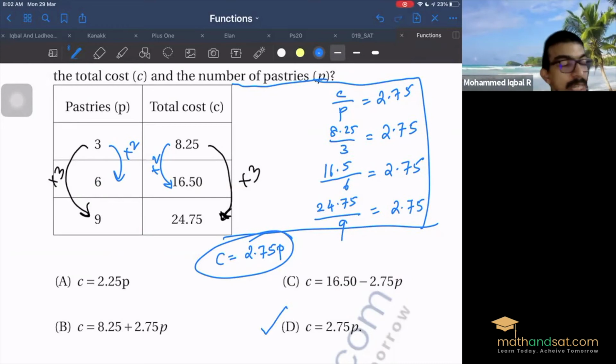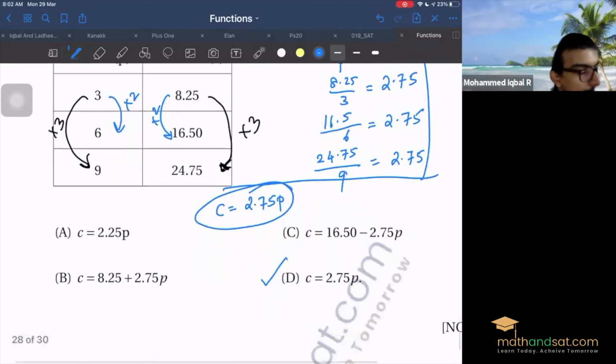We could do this easily because it was a direct variation. For general functions, if you have an input-output table, it is not this easy. But there is a standard procedure which we will soon see. Is that all right?